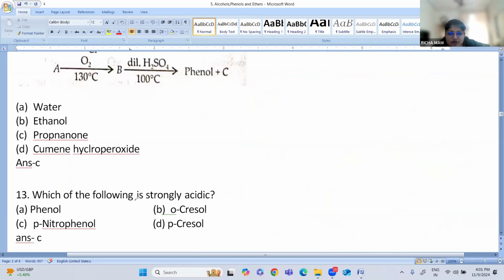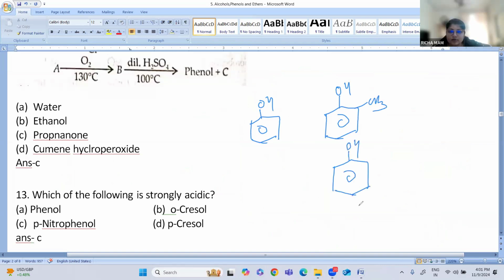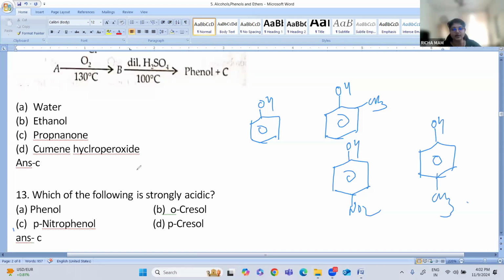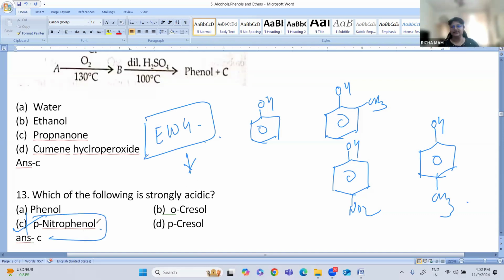Here again one question. I think you can tell this. Which of the following is strongly acidic? Phenol, orthocresol, paranitrophenol, or paracresol? Tell me. Paranitrophenol. Yes. Why? Because the nitro group is an electron withdrawing group. What will happen to the electron density? Electron density will be decreased. And what will happen to acidic strength? Acidic strength will be more. So paranitrophenol, option number C.